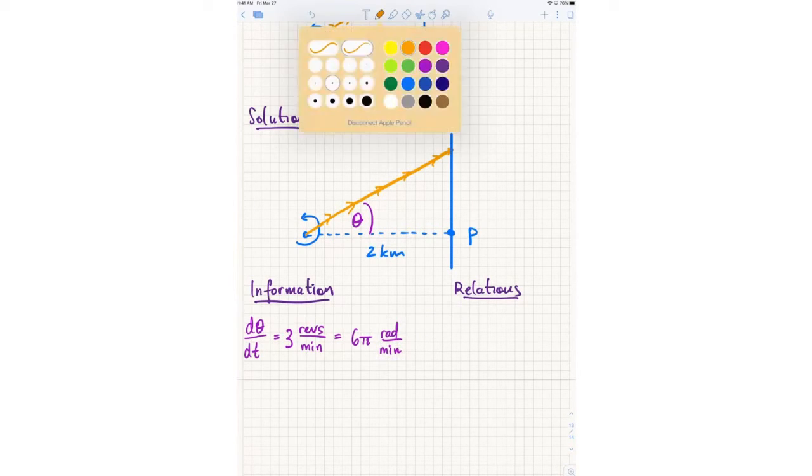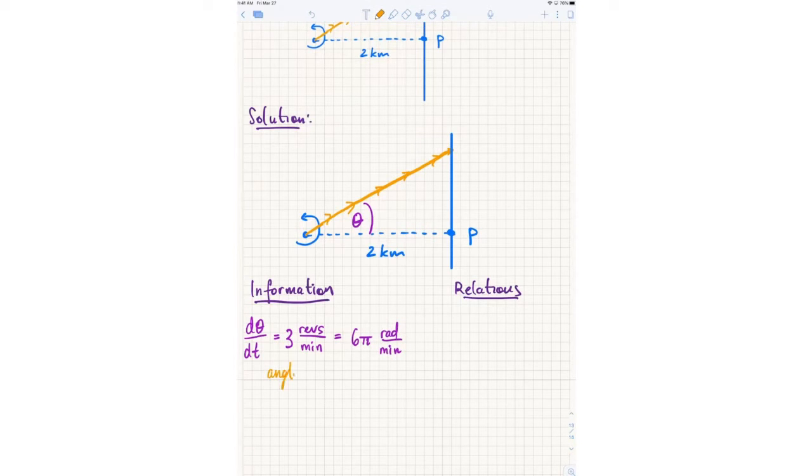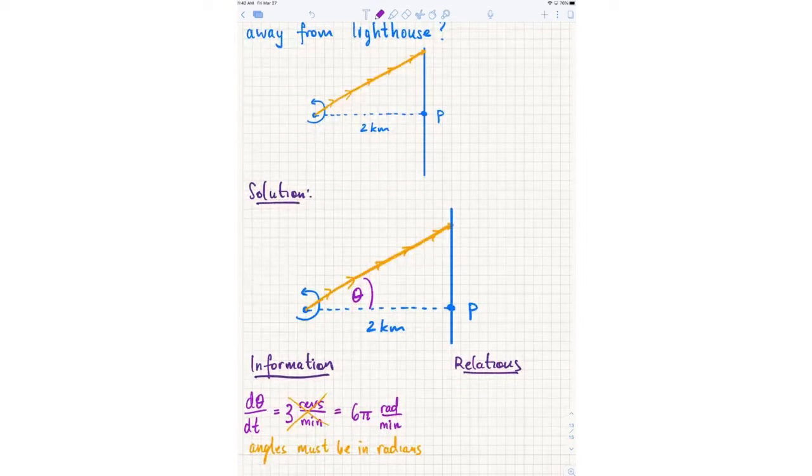Let me put a little note here. Angles must be in radians. We're not using 3 revs per minute. I mean, we are, but we're just writing it in terms of radians per minute. Okay, so we've taken care of one of the variables, theta, and we've already gotten some of the information.